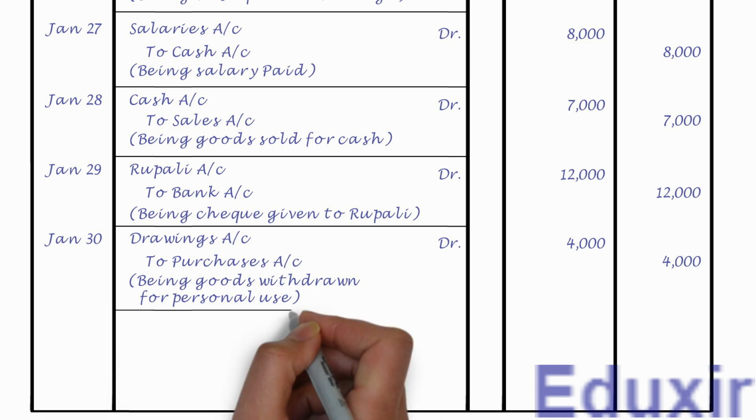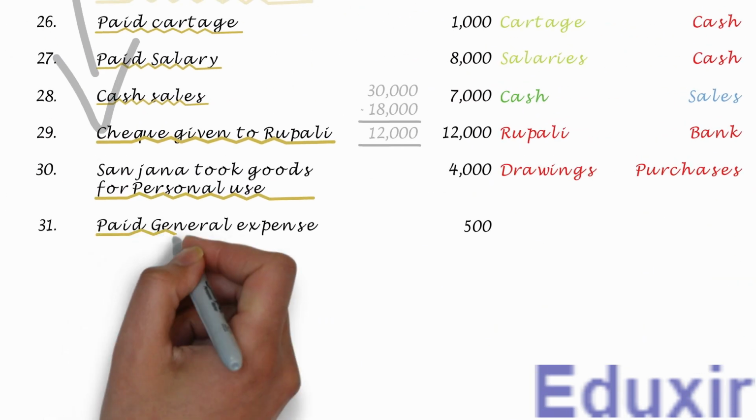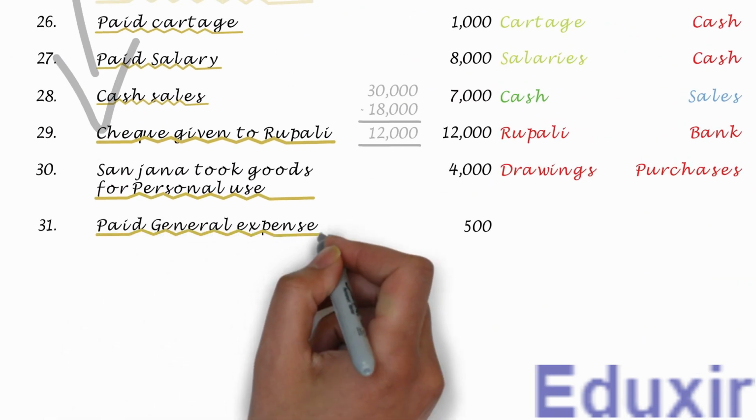Let us now draw a line to mark the completion of journalizing of this transaction. That completes the journalizing of this transaction. Let us now take up the next transaction. In this transaction, the business has paid 500 rupees for general expenses.